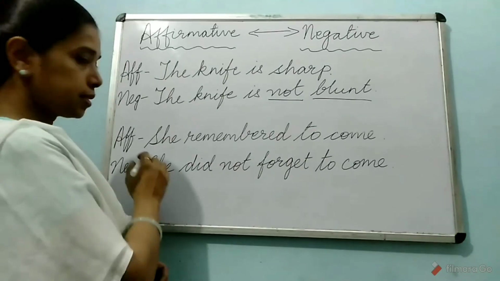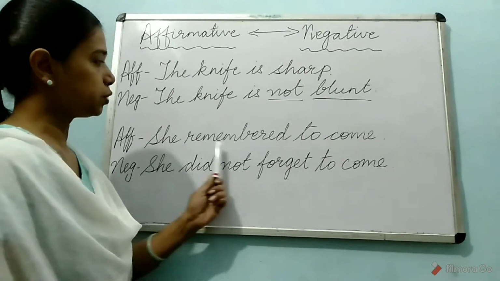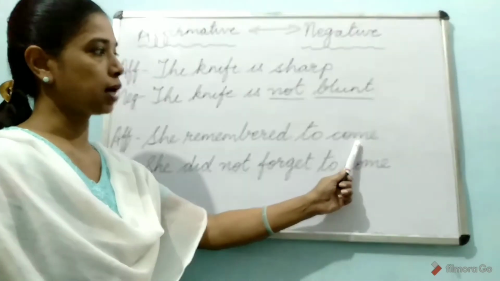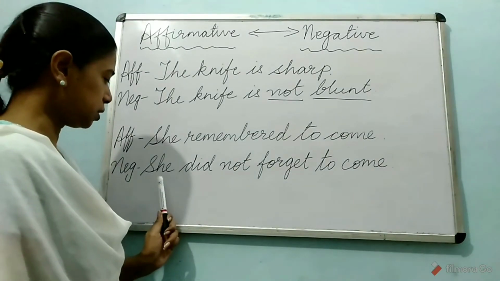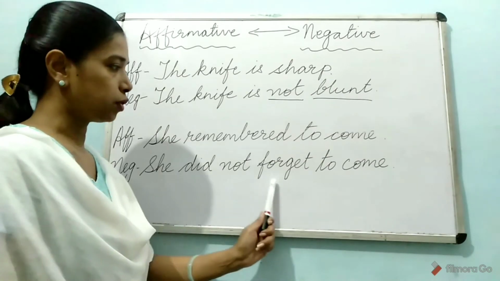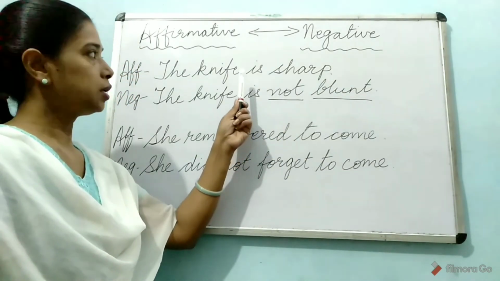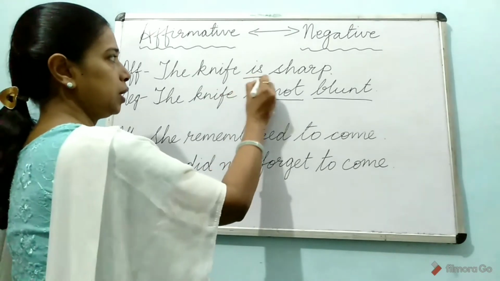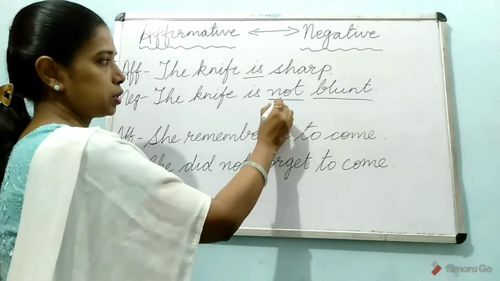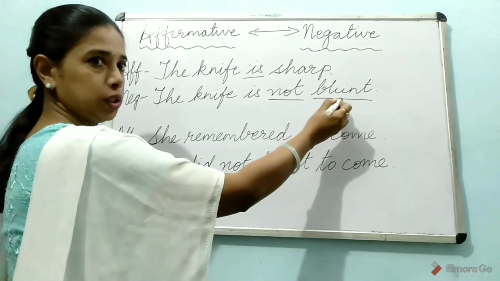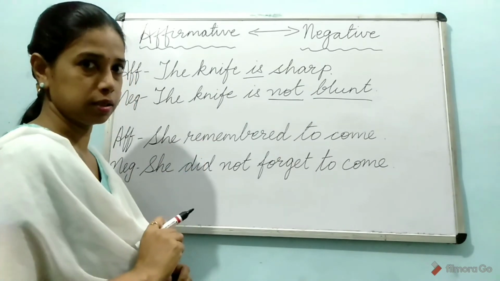Then in the second example, children, you can see the affirmative sentence, she remembered to come. And when you change it into the negative, how is it written? She did not forget to come. Now in the first example, children, there was a helping verb. And when there is a helping verb, you just simply have to put a not and then the word having the opposite meaning after it.